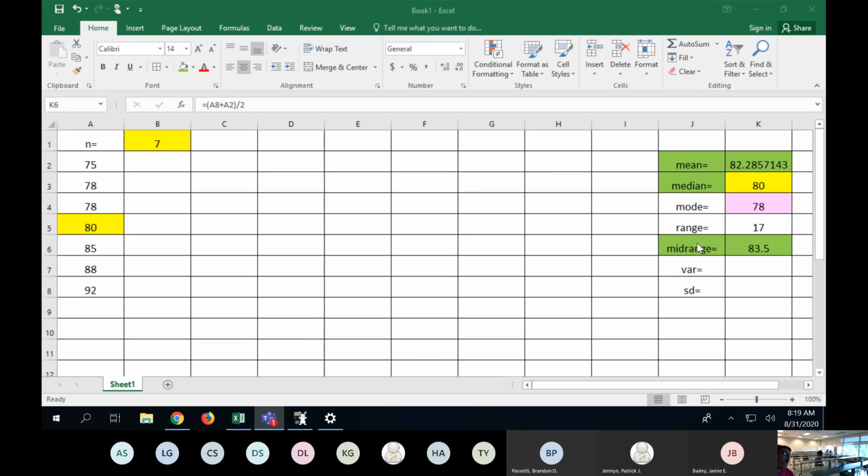Because they are all forms, write this down, all forms of a calculated center. C-E-N-T-E-R. They are all forms of a calculated center. And what is important in statistics? The center.